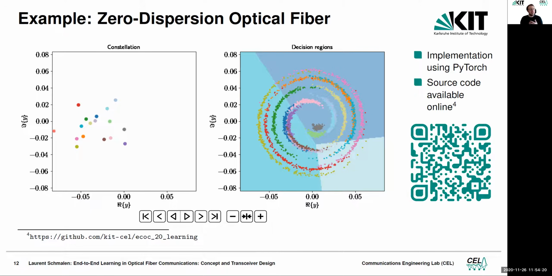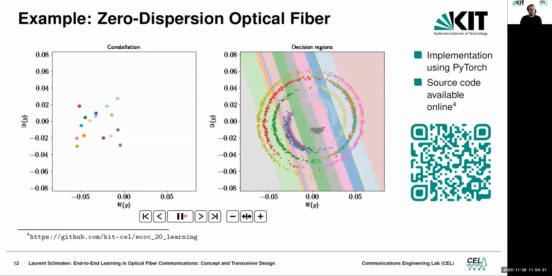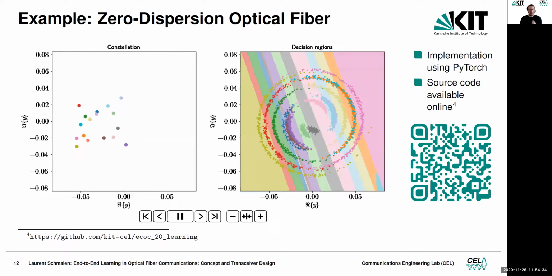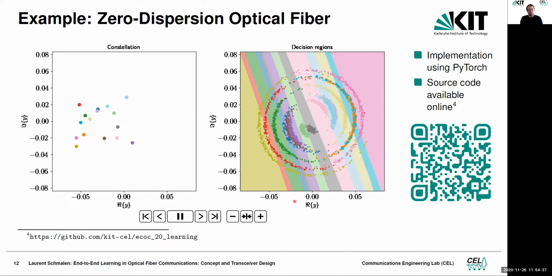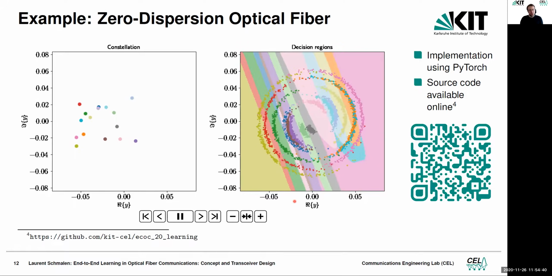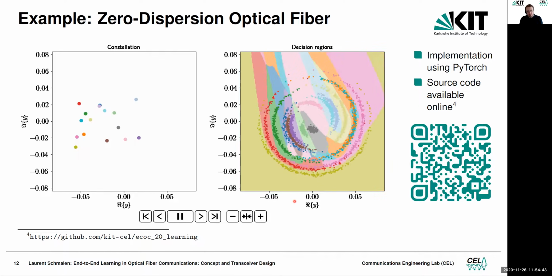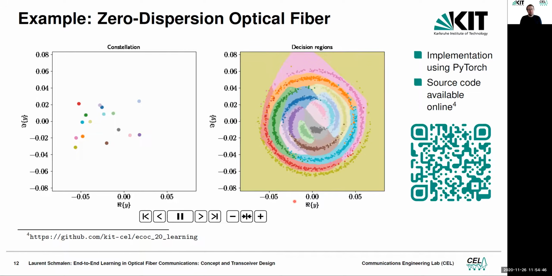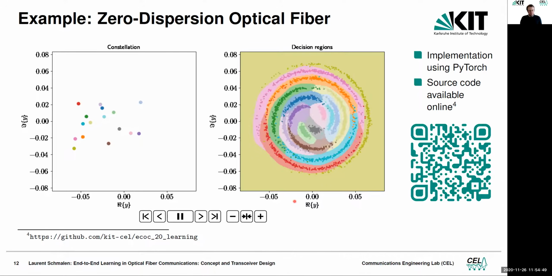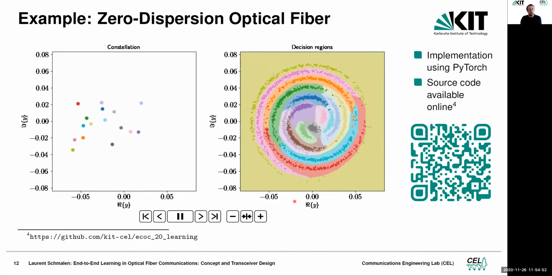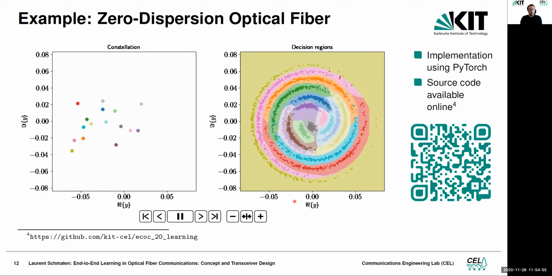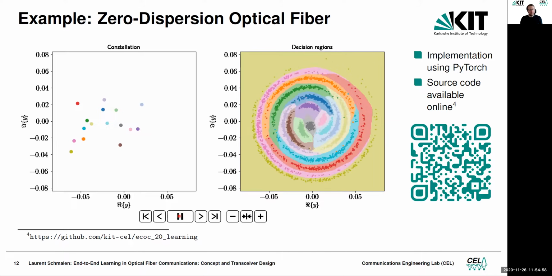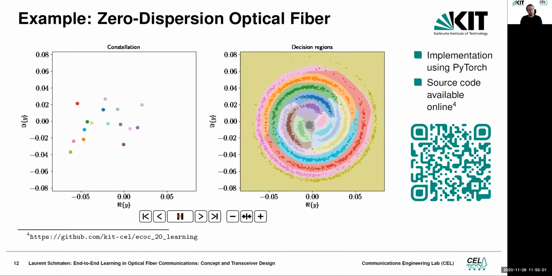So we have some random initial constellation, some random parameters of the receiver network, which give decision regions that are completely useless. But once you're learning, you see that the constellation points move, and the decision regions are optimized at the same time. And you will see that here it's a more complicated channel model, so it takes a little bit longer to converge, but you will converge eventually, and you have decision regions matching your symbols, and the symbols are optimized such that the decision regions are well separated. So pretty nice.